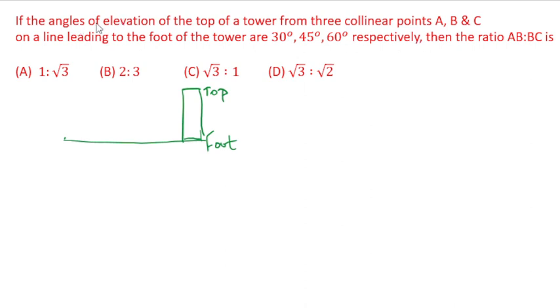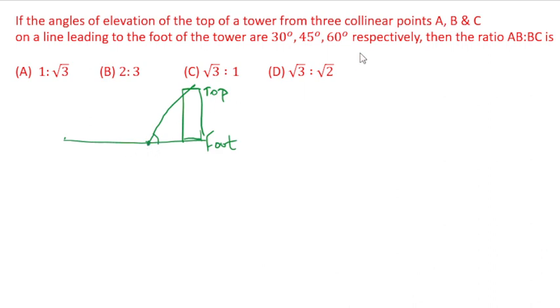What is meant by angle of elevation? It is the angle made between the horizontal line and the line of sight. For instance, if I am standing here and looking at the top of the tower, this is the horizontal line and this is the line of sight. The angle made here is called the angle of elevation.